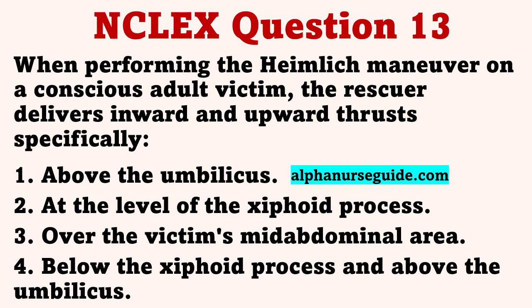When performing the Heimlich maneuver on a conscious adult victim, the rescuer delivers inward and upward thrusts specifically: 1. Above the umbilicus. 2. At the level of the xiphoid process. 3. Over the victim's mid-abdominal area. 4. Below the xiphoid process and above the umbilicus. The correct answer is 4. The thrust should be delivered below the xiphoid process, but above the umbilicus, to minimize the risk of internal injuries.